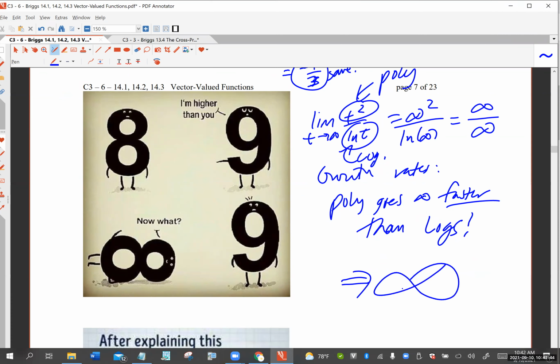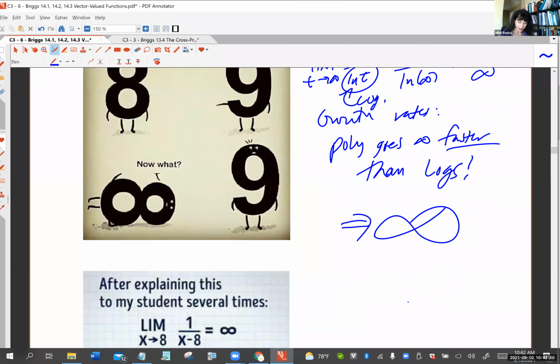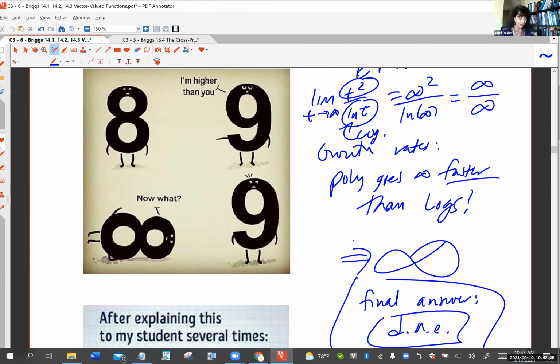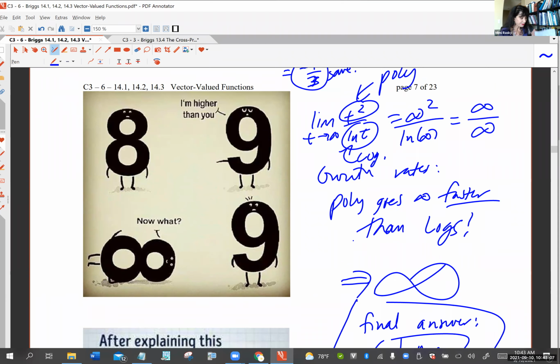Infinity. So because this component blows up, the final answer for part C is this vector valued function's limit does not exist because one of the components blew out. And we're done. That's right. Does not exist. Sorry. And now some memes.